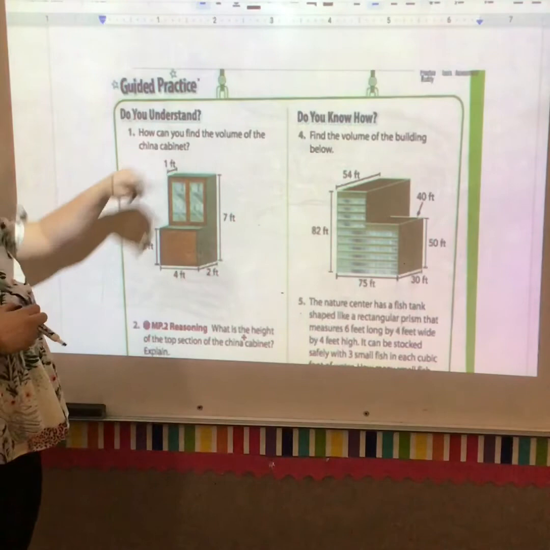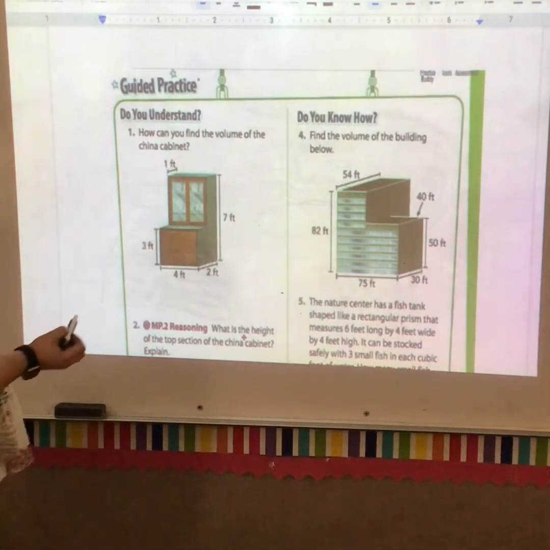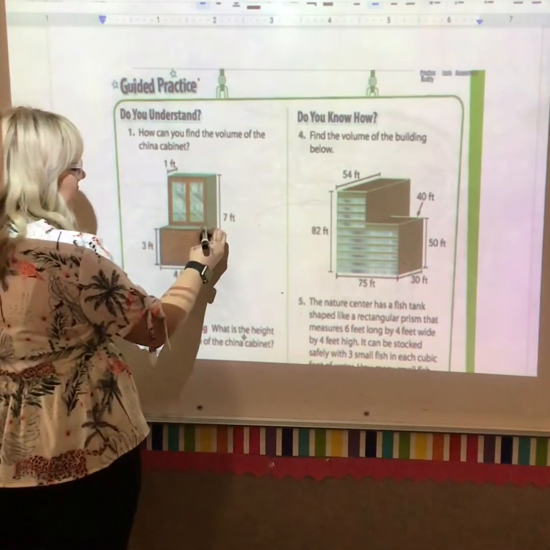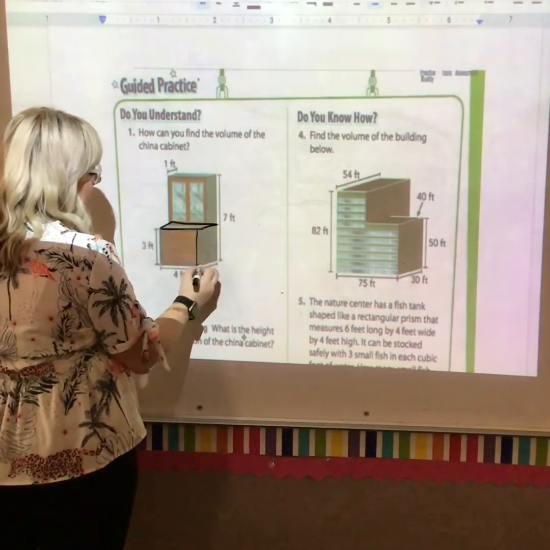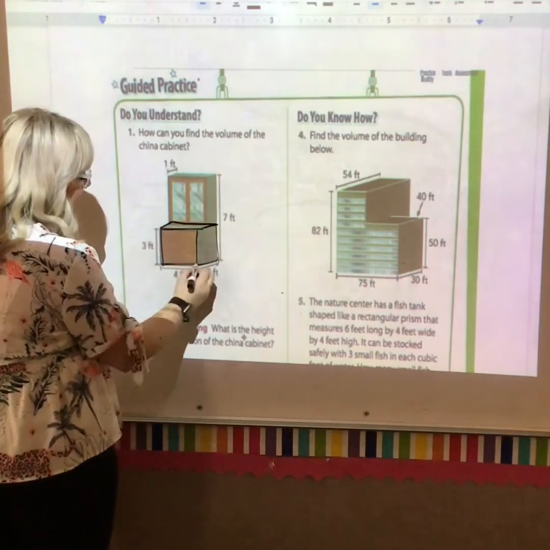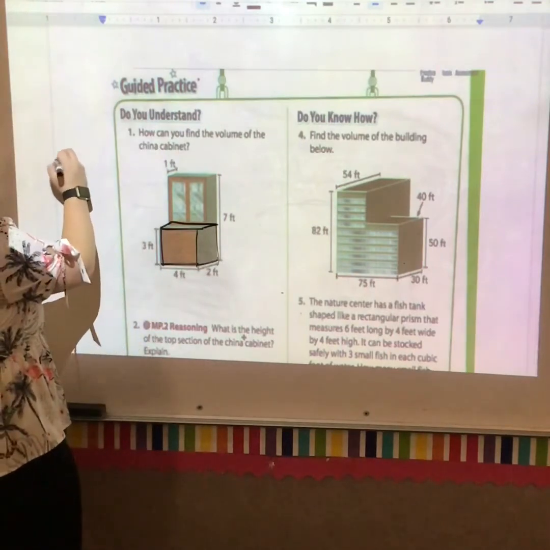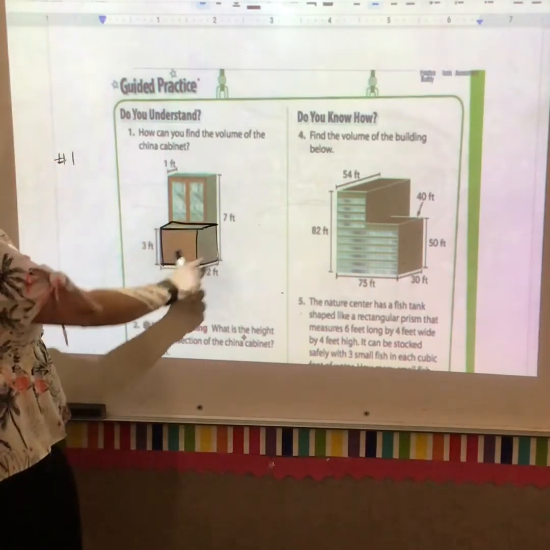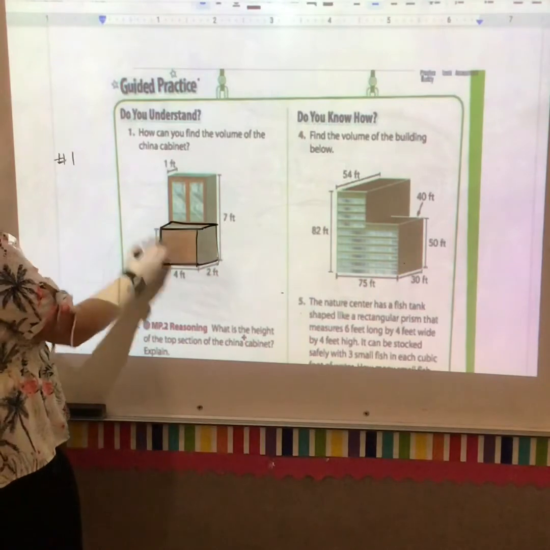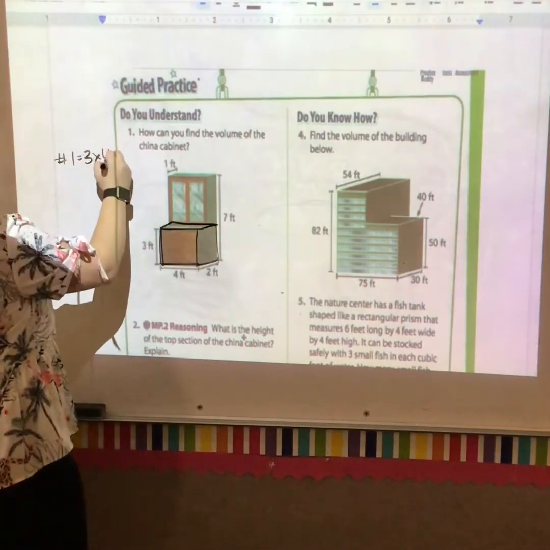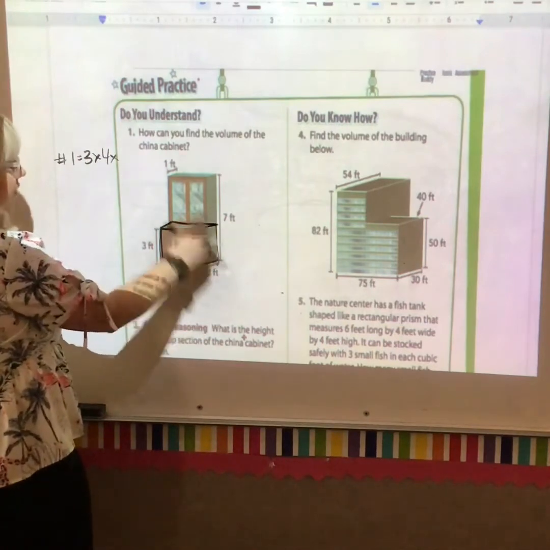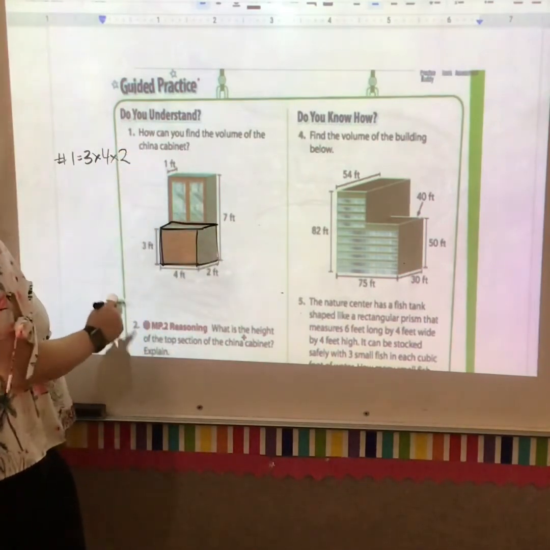I'm going to do number 1 with you for guided practice. It says, how can you find the volume of the china cabinet? So I'm going to go ahead and cut the china cabinet right here, making this a shape and then the top piece a shape. So the shape number 1 is the bottom portion of the china cabinet. You're going to do 3 for the height, times 4 for the length, times 2 for the width.